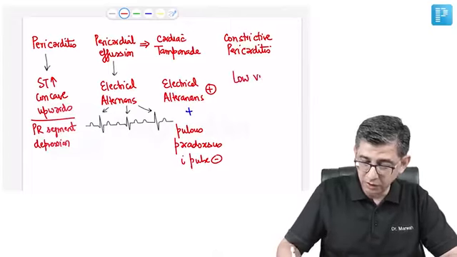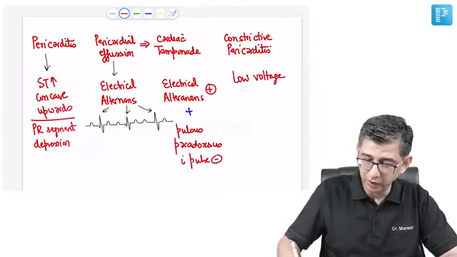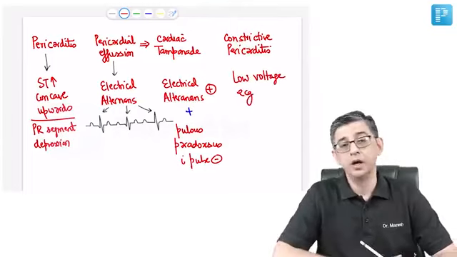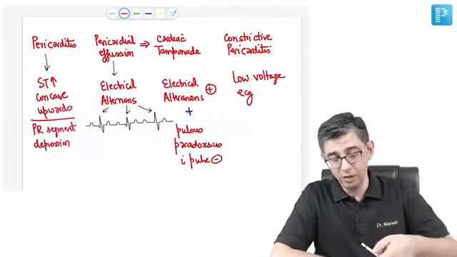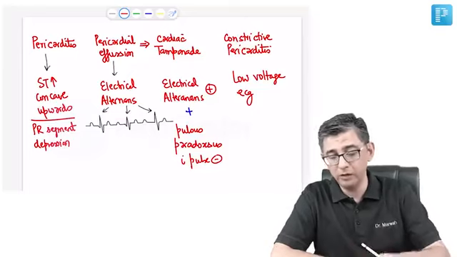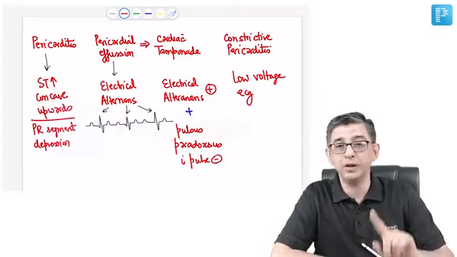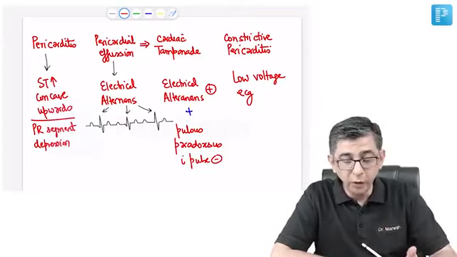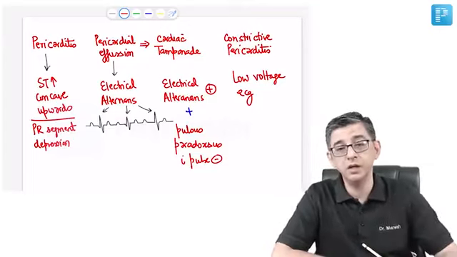So this calcification will limit the voltage. So you would be getting a low voltage ECG. I used the word low voltage ECG even in a case of pericardial effusion, but the reason was different. It was fluid and here it is a calcification.